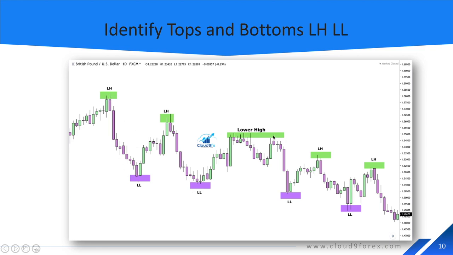And then this is just basically a lower low. I just named the whole thing lower high, instead of going here and here and saying lower high, lower high. So you can do this if they're at the same level. Lower low, lower high, lower low, lower high.